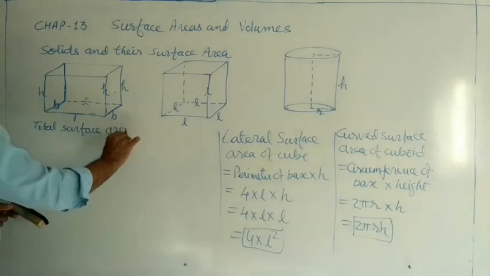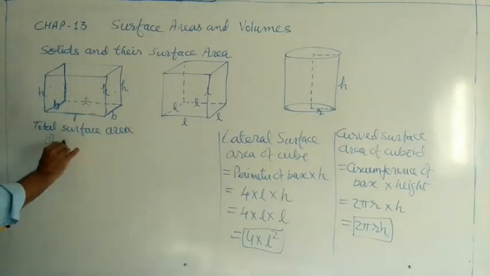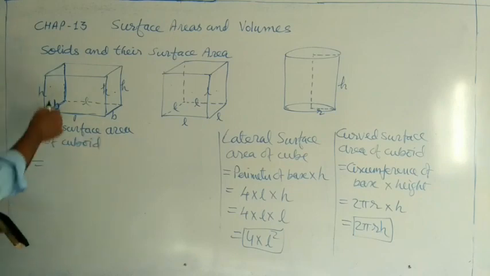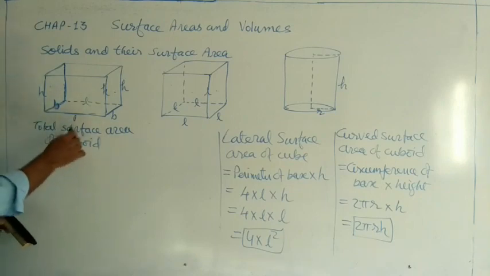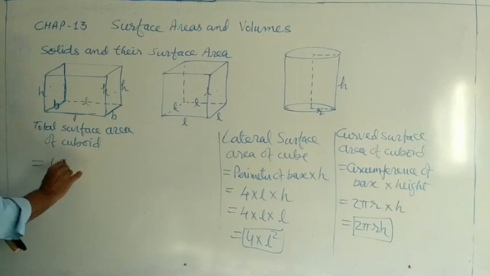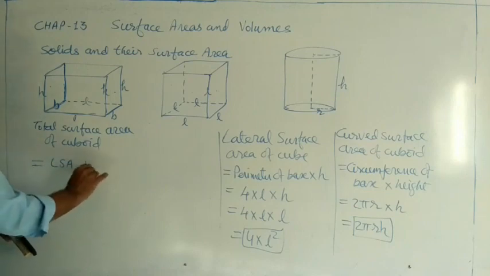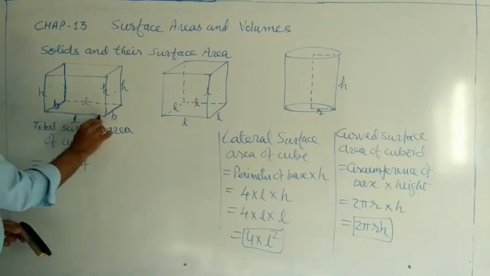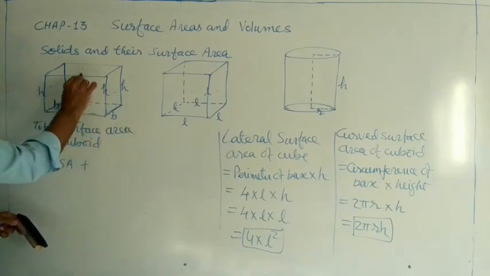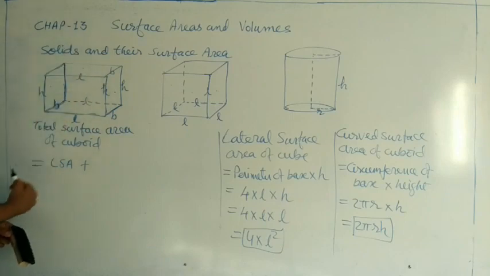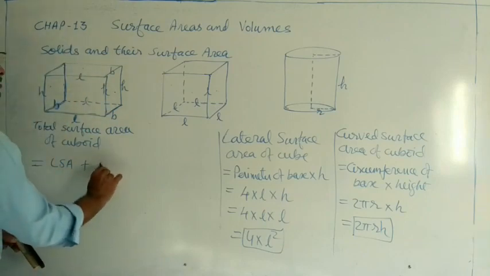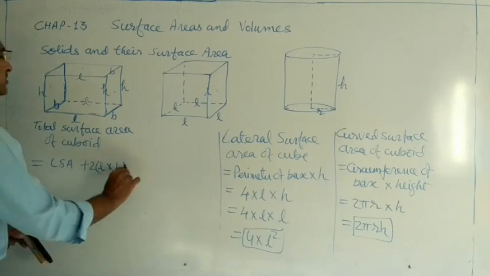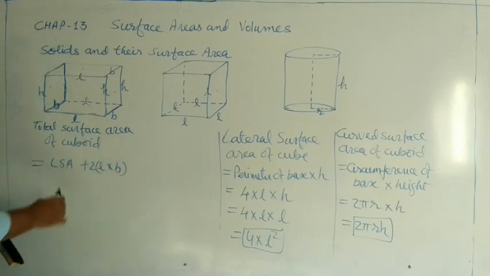Total surface area of cuboid. You can see here, we have already seen lateral surface area, then plus area of top and bottom. Now what is the area of bottom? Length multiplied by breadth. So here also length multiplied by breadth. So top and bottom, 2 times length multiplied by breadth.